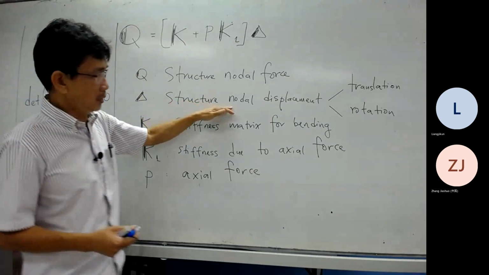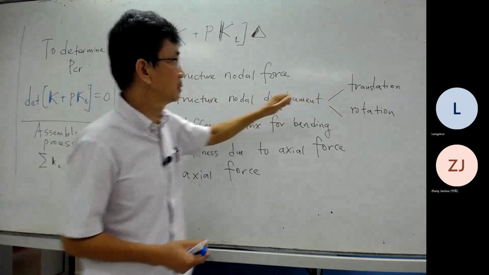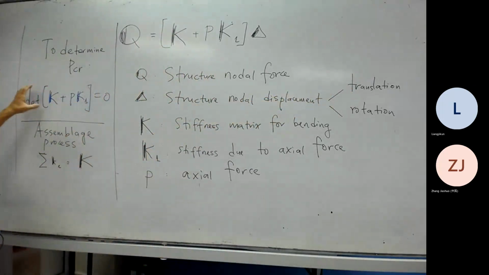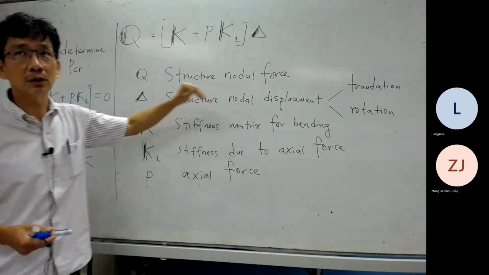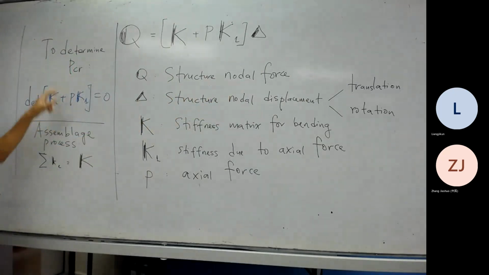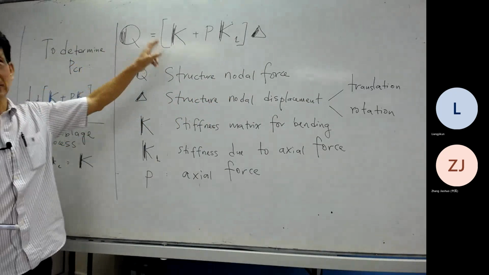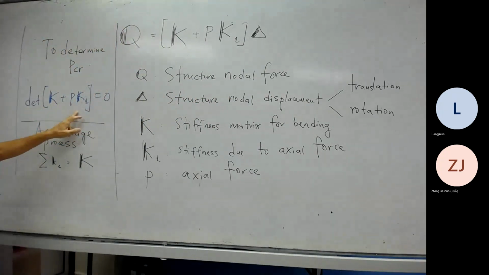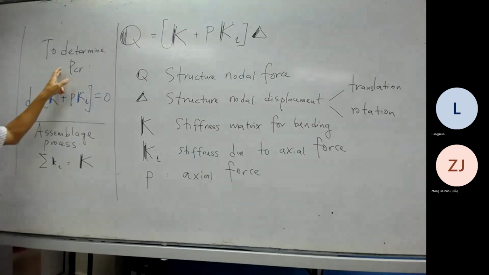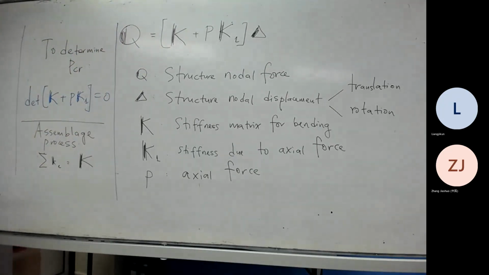If the question has only one non-zero displacement, then there is only 1 equation, so that is relatively easy to solve. But if you have 2 non-zero displacements, then the size of this matrix will be 2 by 2. Then the equation for the determinant will become a quadratic equation. Okay, you have P squared inside.